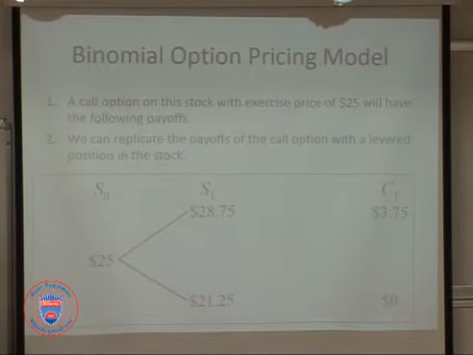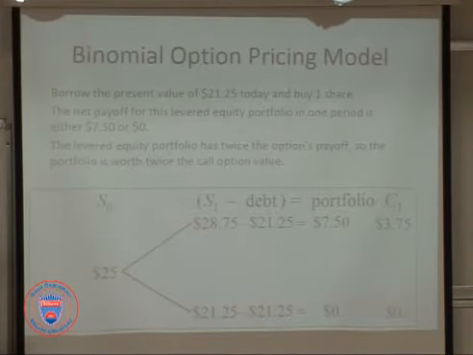So I will try to replicate the same thing with call options, basically. I'm going to borrow some money from the bank, and suppose that I'm going to borrow the present value of $21.25. Don't ask me how I come up with this number. I will show you where this comes from later. And I'm going to borrow that money, and I'm going to buy 1 share of stock.